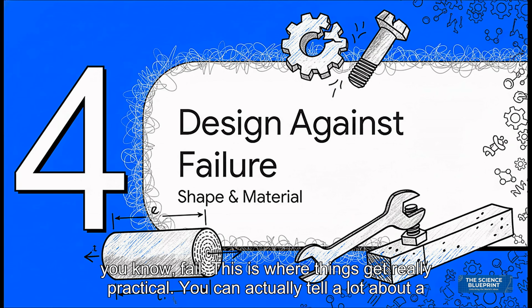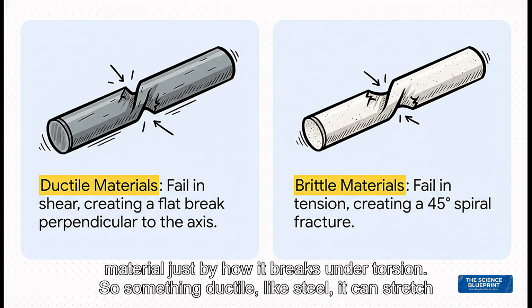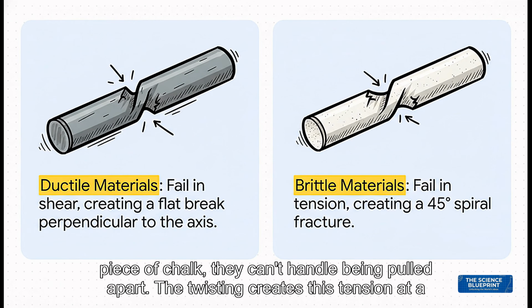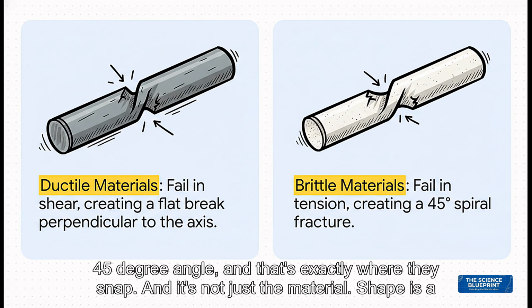This is where things get really practical. You can actually tell a lot about a material just by how it breaks under torsion. So something ductile, like steel, it can stretch and deform so it eventually fails in a clean, straight line. But brittle materials, like a piece of chalk, they can't handle being pulled apart. The twisting creates this tension at a 45-degree angle, and that's exactly where they snap.